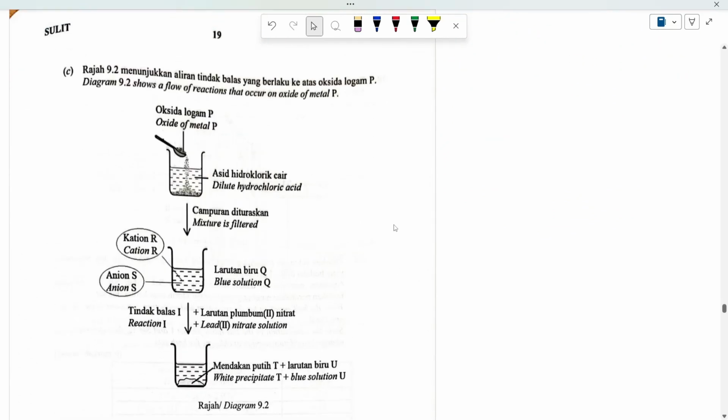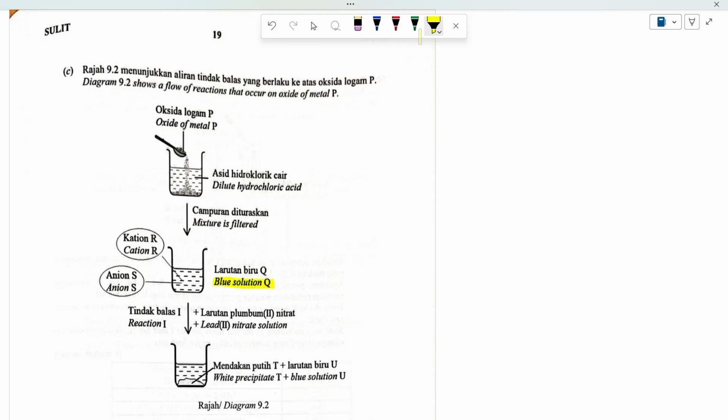Now question number 4, question C. The diagram shows a flow of reaction that occurs on the outside of metal P. So metal P is put into the hydrochloric acid, and then the mixture is filtered. It forms a K ions R and N ions S. So here there is a very important clue. Here is a blue solution of Q.